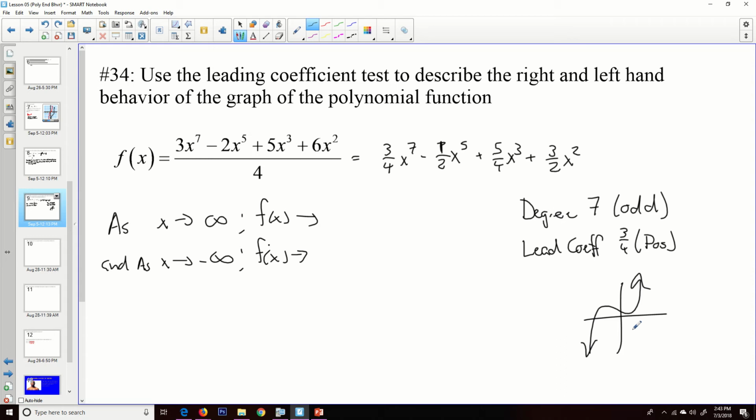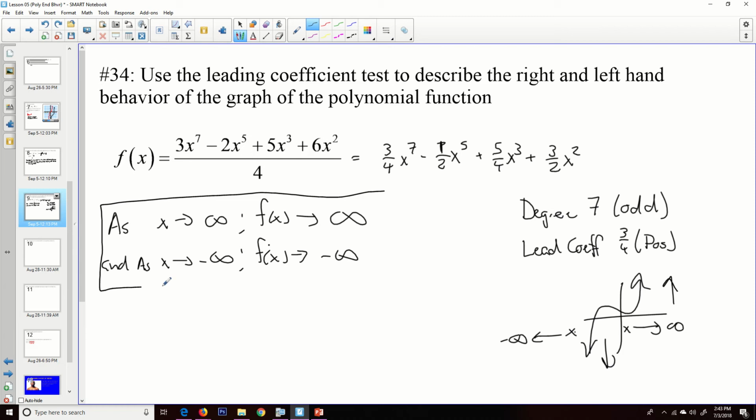So as x goes to positive infinity, that will be this way, the function goes up. That's also to positive infinity. And as x goes to negative infinity, the function goes towards negative infinity. So we had a negative infinity there, put a box around that, and we are finished with that example.